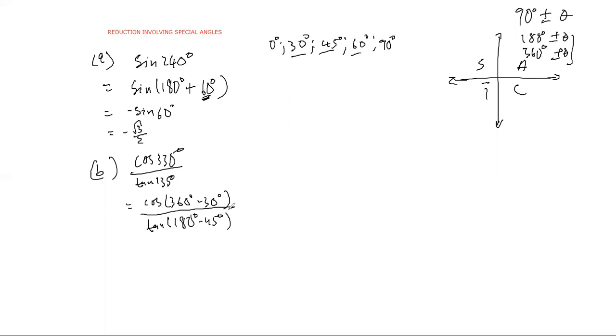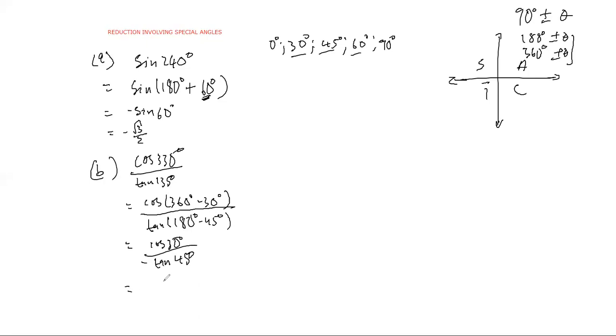The next thing is to figure out what kind of reduction it is, and then the signs. That's a 360 reduction. This is the fourth quadrant. Cos is positive, so I'm going to have cos 30. This is the second quadrant. Tan is negative. I'm going to have minus tan 45.